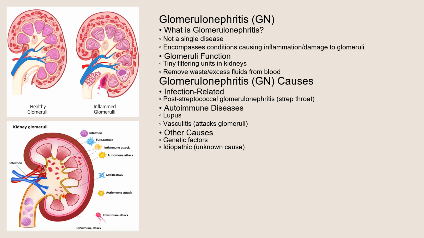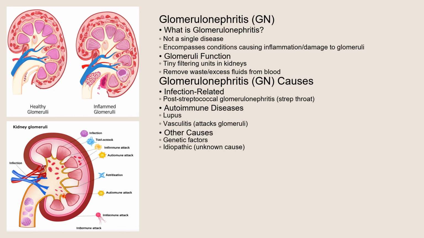Today we're diving deep into a condition that affects the kidneys, the vital organs responsible for filtering our blood and maintaining fluid balance. Glomerulonephritis. Glomerulonephritis, often called GN, isn't a single disease, but rather a term encompassing several conditions that cause inflammation and damage to the glomeruli. These glomeruli are tiny filtering units within the kidneys, essential for removing waste and excess fluids from the bloodstream. The causes of glomerulonephritis are diverse.